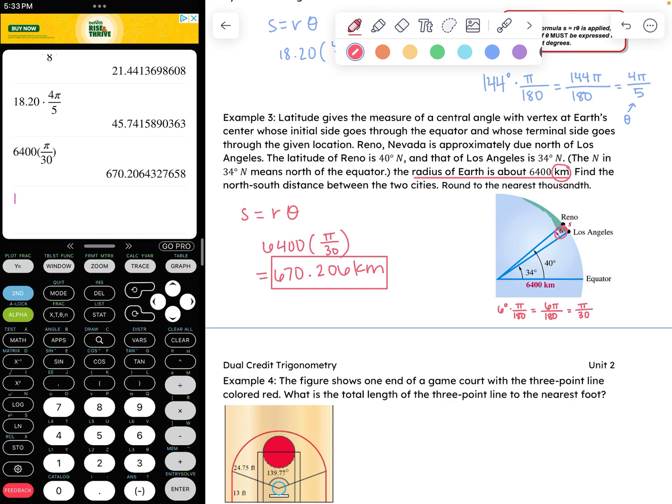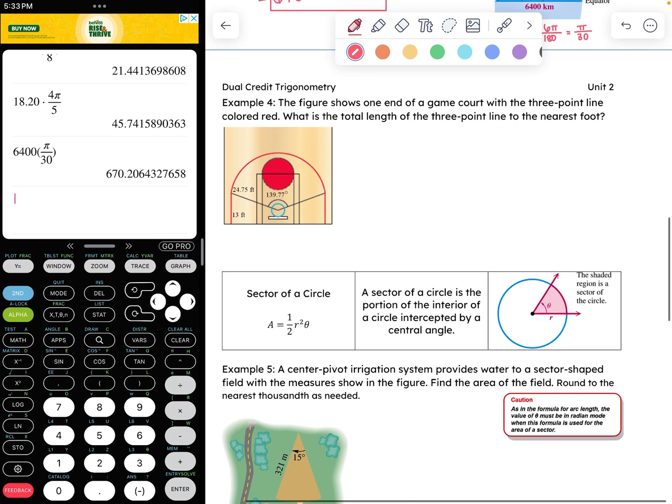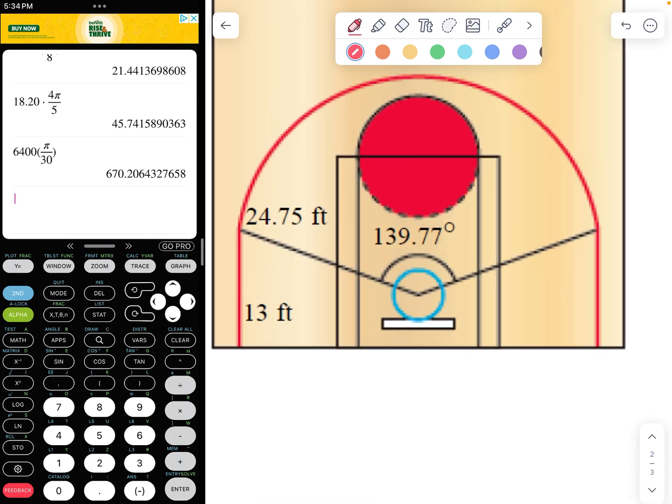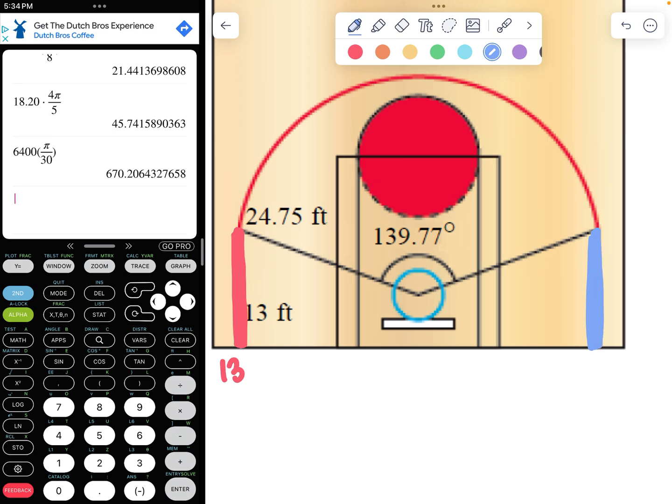And another word problem, another applications problem, this time some basketball. It says the figure shows one end of a game court with a three-point line colored red. What is the total length of the three-point line to the nearest foot? So I'm going to zoom in on the picture here. And this part of my three-point line right here that I'm highlighting pink is 13 feet, which means this part over here that now I'm going to color in blue is also going to be 13 feet.